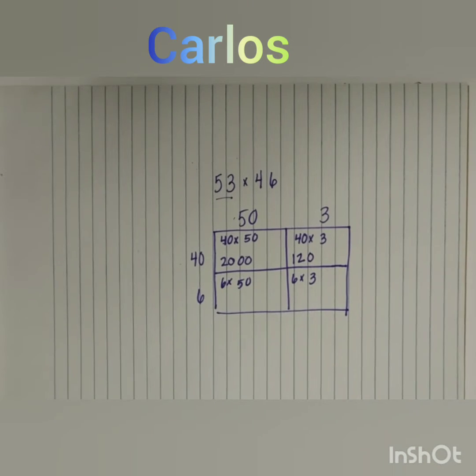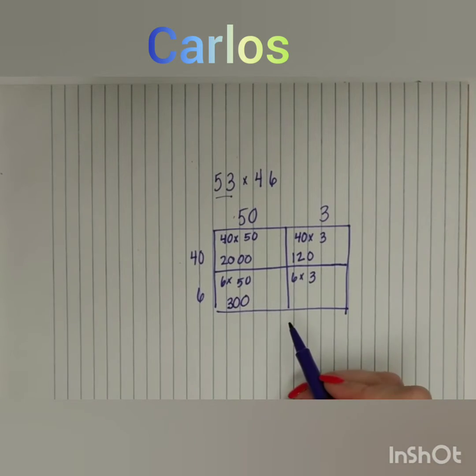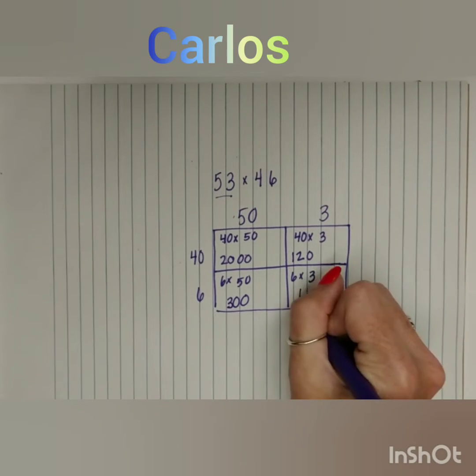6 times 5. You're counting by fives. 5, 10, 15, 20, 25, 30. 6 times 5 is 30. Okay, good. 30. And how many zeros? 1. Okay. And then 6 times 3. 6 plus 6 is 12. Plus another 6 is 18. Perfect. Are there any zeros?